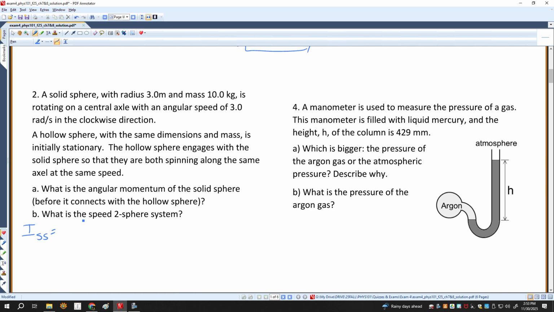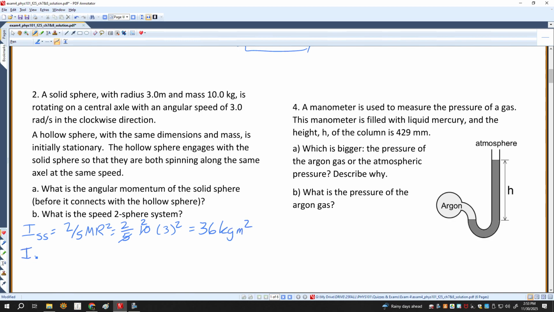The moment of inertia of a solid sphere is 2/5 mr squared. You can find that on your equation sheet. That's 2/5 of 10 times 3 squared. The radius is 3 meters and the mass is 10. So that 5 goes there and gives me 4 times 9. That's 36 kilogram meters squared.